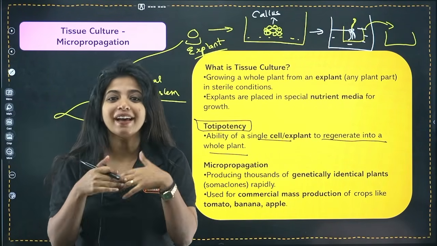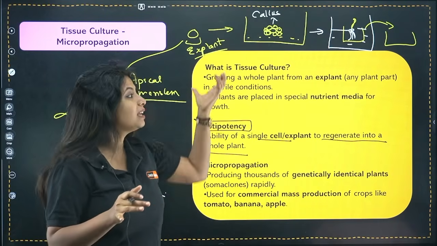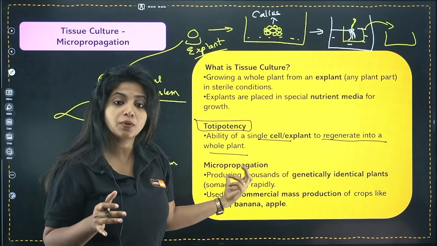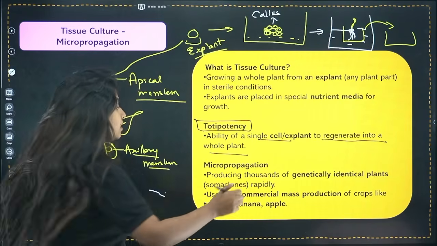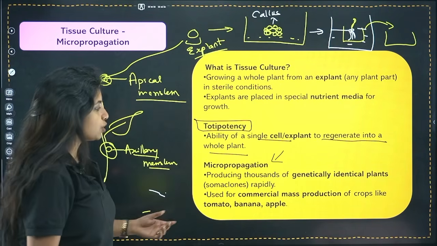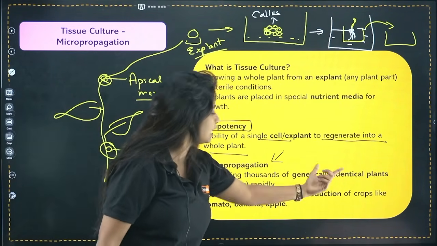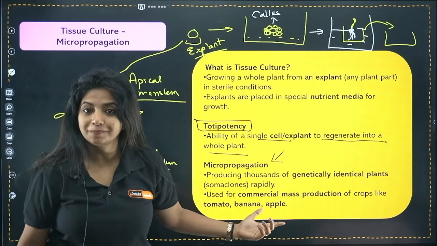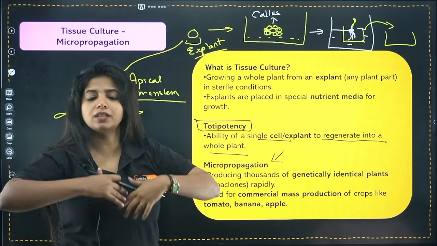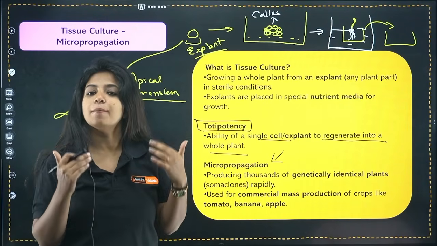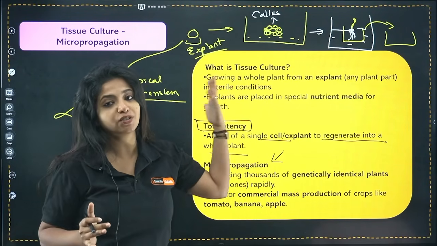What do I call it? Micropropagation. So basically, with the help of the tissue culture method, I am propagating lots of organisms or lots of plants, and this is known as micropropagation, producing thousands of genetically identical plants rapidly. This production, when I'm doing it on a large scale, producing thousands of them, I'll call micropropagation. For this, I use a technique known as tissue culture.